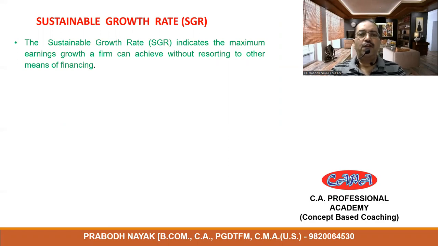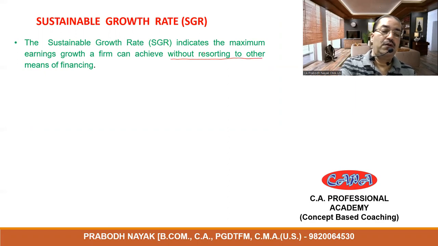Now when I say additional capital, it means that the company is not making a fresh issue of equity shares or preference shares or debentures or bonds, and neither is it taking a loan from the banks or financial institutions. So without raising additional capital in the form of common stock or preferred stock or bonds or debts, how can a firm grow? And if it is growing, then what is the maximum growth rate that the firm can expect without resorting to additional capital? So what is important over here is this part: without resorting to other means of financing, additional capital.